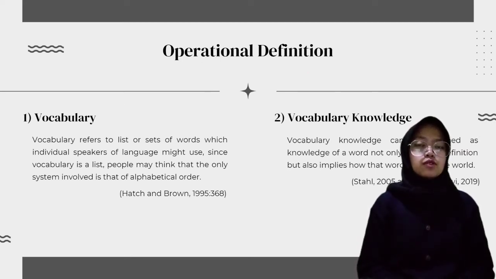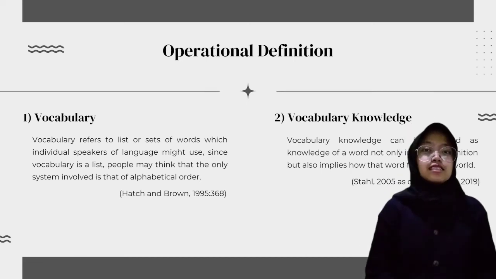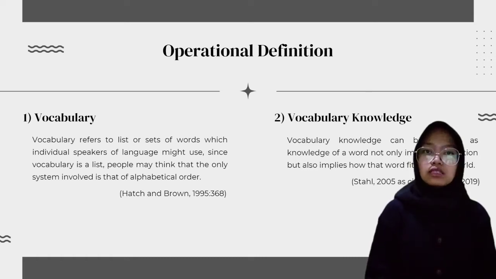Here, there are two definitions, namely vocabulary and vocabulary knowledge. For the first is vocabulary. According to Hedge and Brown, 1995, vocabulary refers to lists or sets of words which individual speakers of a language might use. The second one is vocabulary knowledge. Stahl, 2005, as cited in Devi, 2019, stated that vocabulary knowledge can be defined as knowledge of a word not only implies a definition, but also implies how the word fits into the world.